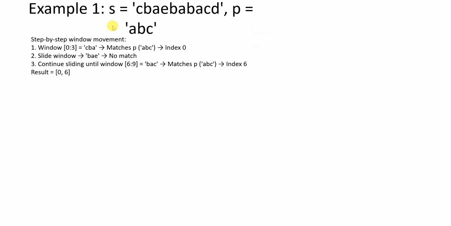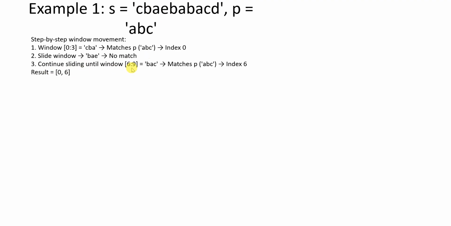Now in this example, we are given the string CBAEBABCD, and p is ABC. We have to check for the anagrams of this. Initially we'll check for CBA. This would be our window, and it matches with ABC at index 0. Then we slide it by one place, so BAE, this window is slided.